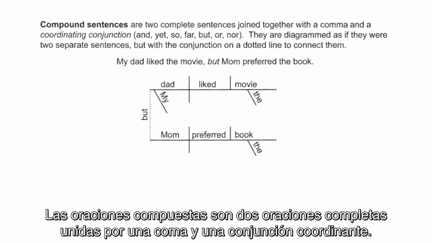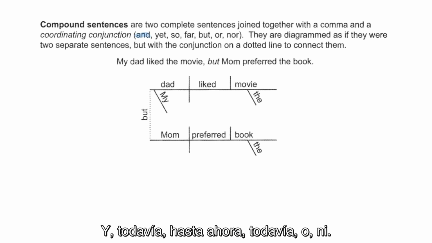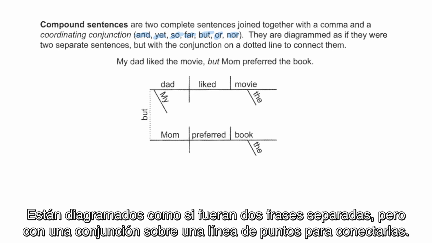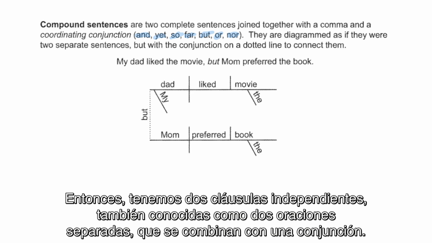Compound sentences are two complete sentences joined together with a comma and a coordinating conjunction: for, and, nor, but, or, yet, so. They are diagrammed as if they were two separate sentences, but with a conjunction on a dotted line to connect them. So we have two independent clauses, aka two separate sentences, that are combined with a conjunction.